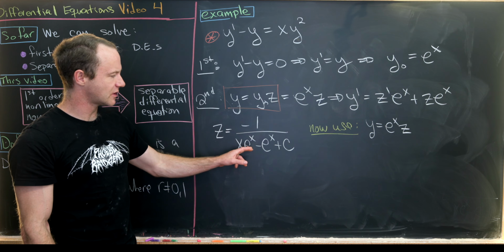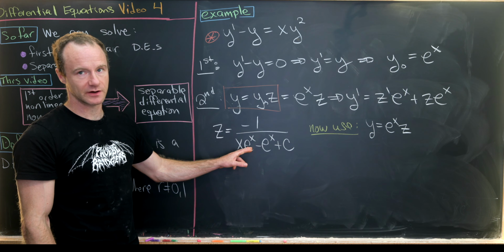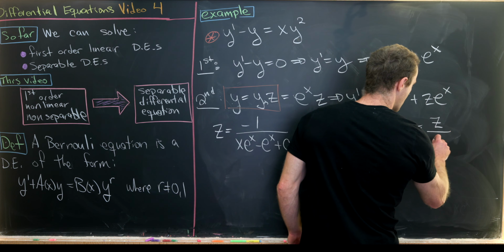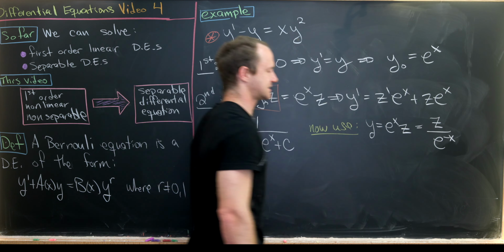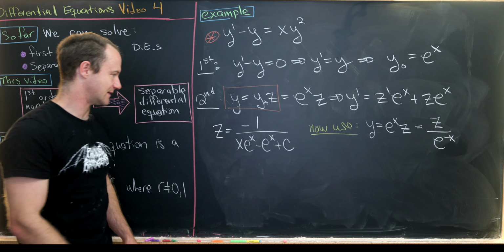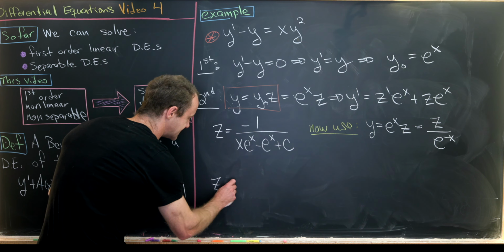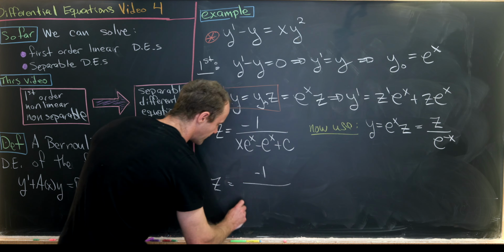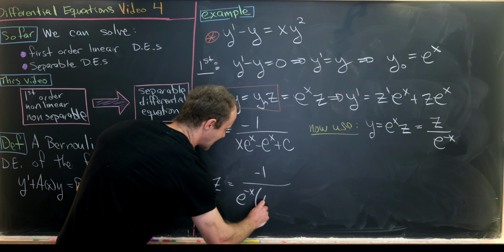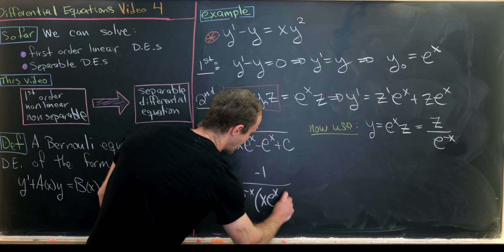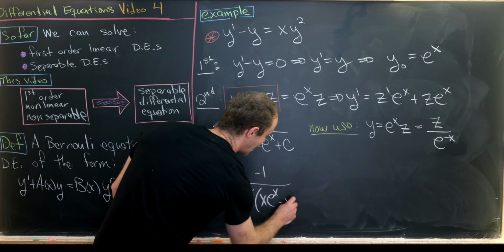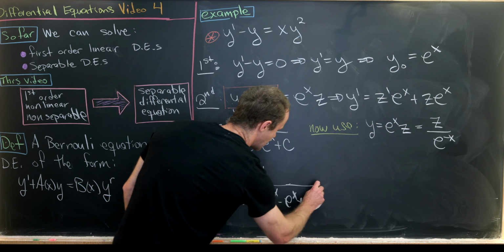But since we've got a numerator and a denominator here, and furthermore, I've got e to the x's in the denominator, it actually makes sense to rewrite this as z over e to the minus x. But that's exactly the same kind of thing. So that means we have z is negative 1 over e to the minus x times x e to the x minus 1 minus e to the x plus a constant.